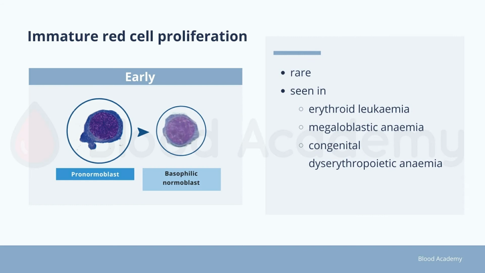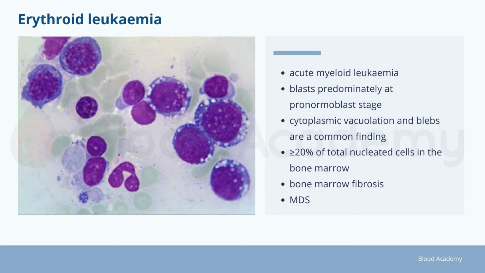The presence of pronormoblasts and basophilic normoblasts in the blood is a rare occurrence and should raise significant concerns of an underlying hematological disorder. The conditions most commonly seen in this scenario include erythroleukemia, megaloblastic anemia, and congenital dyserythropoietic anemia. Pure erythroleukemia is an aggressive subtype of acute myeloid leukemia. It is caused by the malignant proliferation of erythroid precursors. It accounts for less than 1% of all acute myeloid leukemia cases, often with a very poor prognosis.